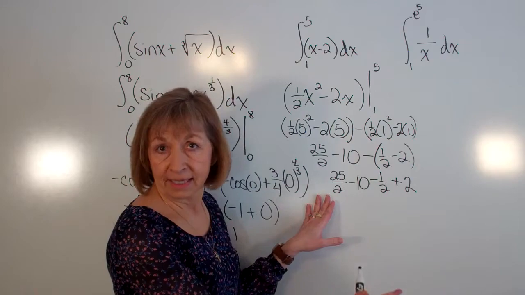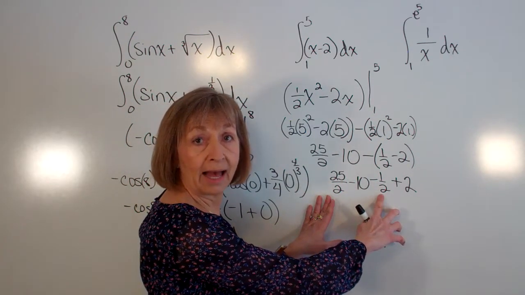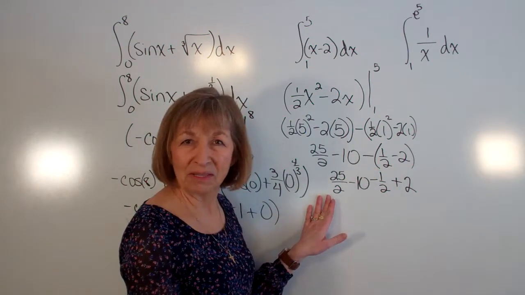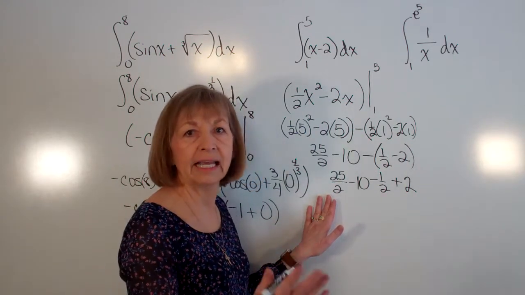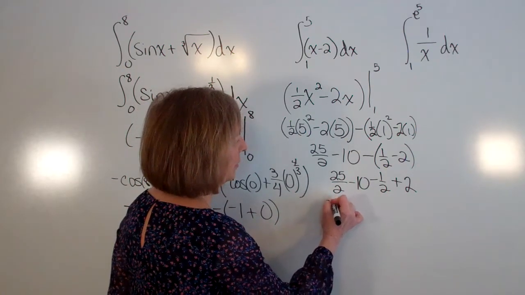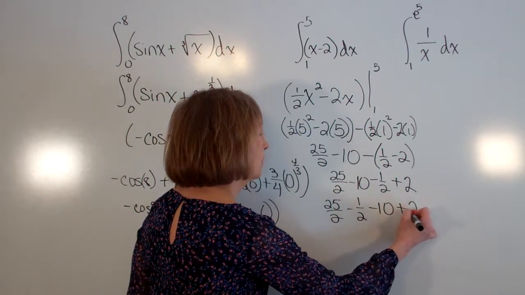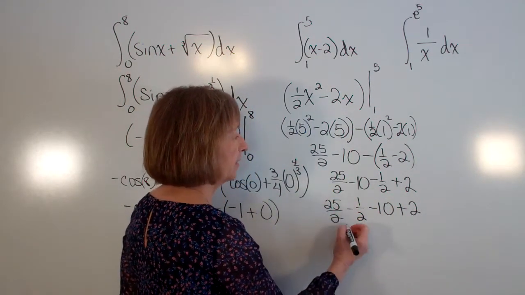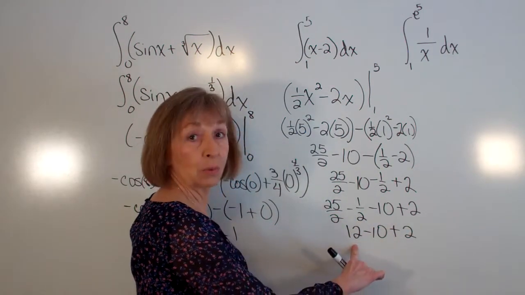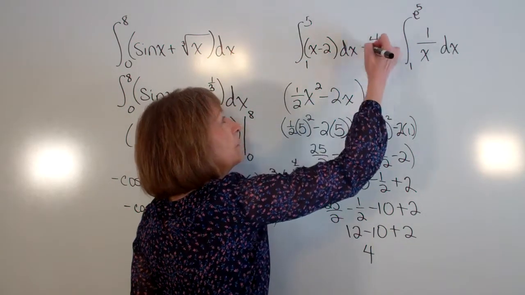So when I think about this case in point, 25 halves minus 1/2 is 24 halves. So that's going to be 12. So it just was better than getting everything to be in halves and then looking at it at the end. So I'll write it so that you see. So it's 25 halves minus 1/2 minus 10 plus 2. So that's 24 halves. This is 12 minus 10 and then plus 2. Well, 12 minus 10 is 2 plus 2 is 4. So this just gives me 4.